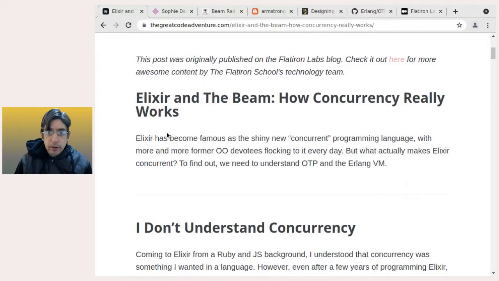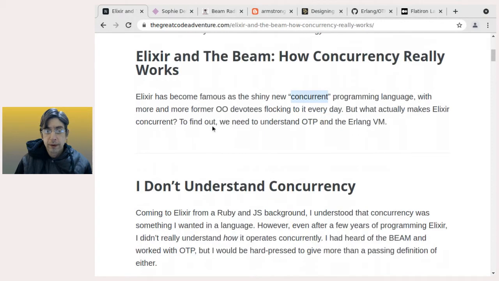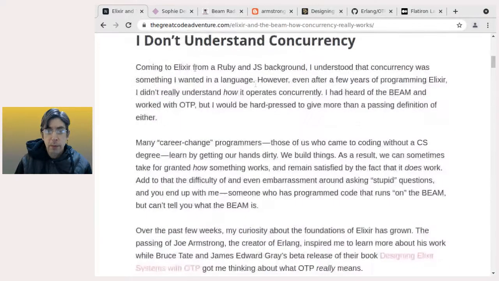So Elixir has become famous as the concurrent programming language. And what actually makes Elixir concurrent? To find out, we need to understand OTP and the Erlang VM.